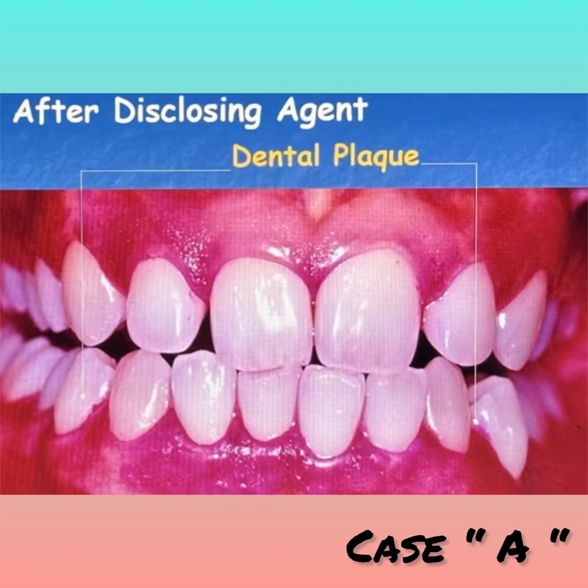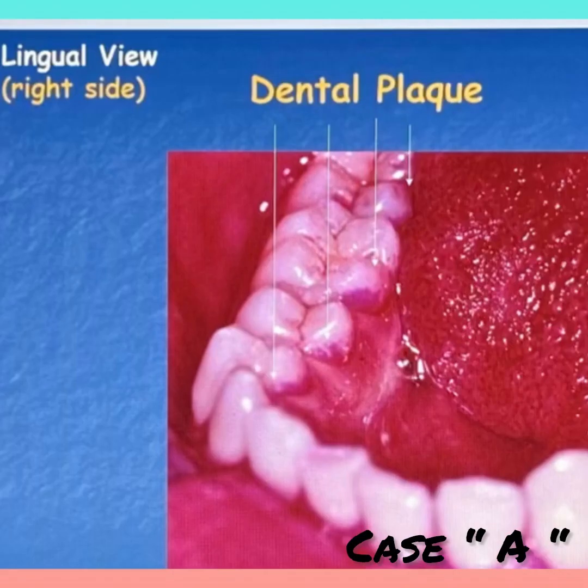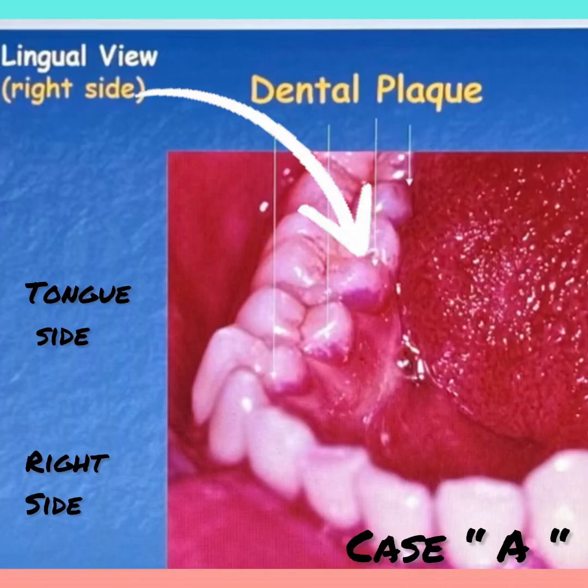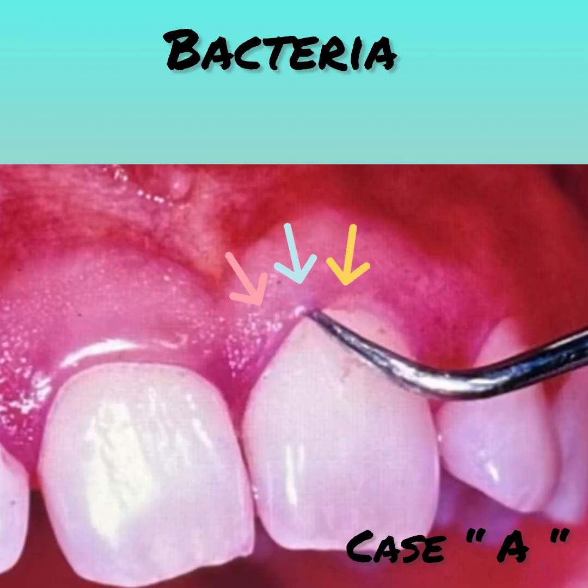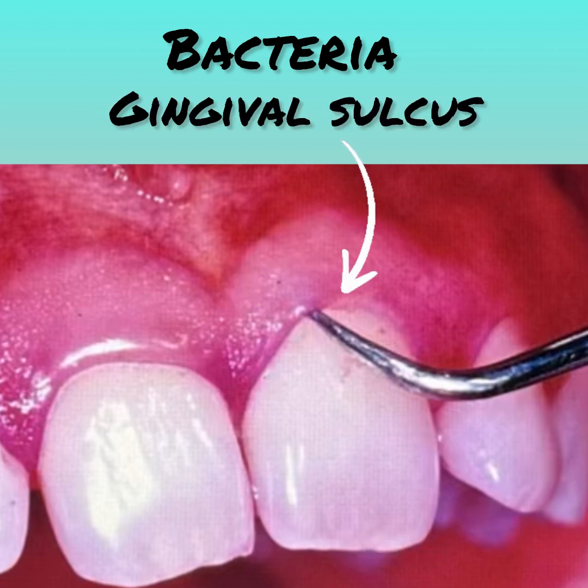That's me. Whereas on the lingual, that is tongue side of the teeth, she has missed brushing. Same is true for the left side. Bacteria also lives protected on the tooth surface just below the gum margin in the space called gingival sulcus.